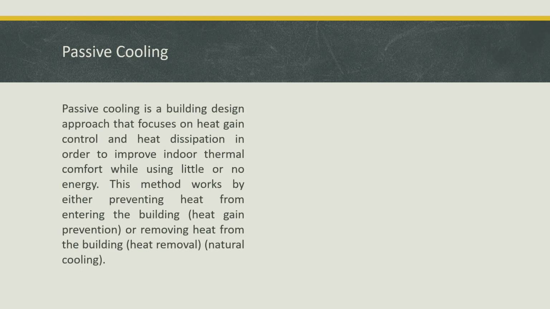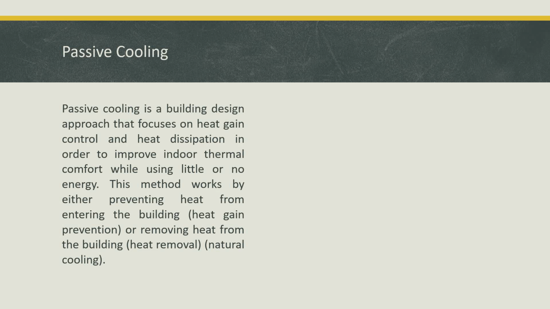Passive cooling is a building design approach that focuses on heat gain control and heat dissipation in order to improve indoor thermal comfort while using little or no energy. This method works by either preventing heat from entering the building, or heat gain prevention, or removing heat from the building, or heat removal, which is called natural cooling. Natural cooling dissipates heat by utilizing on-site energy available from the natural environment in conjunction with the architectural design of building components, like the building envelope, rather than mechanical systems.